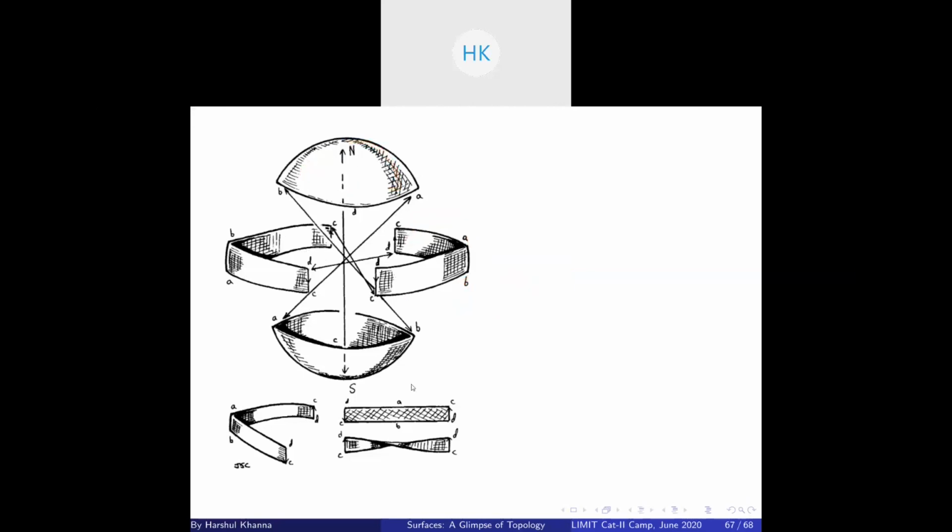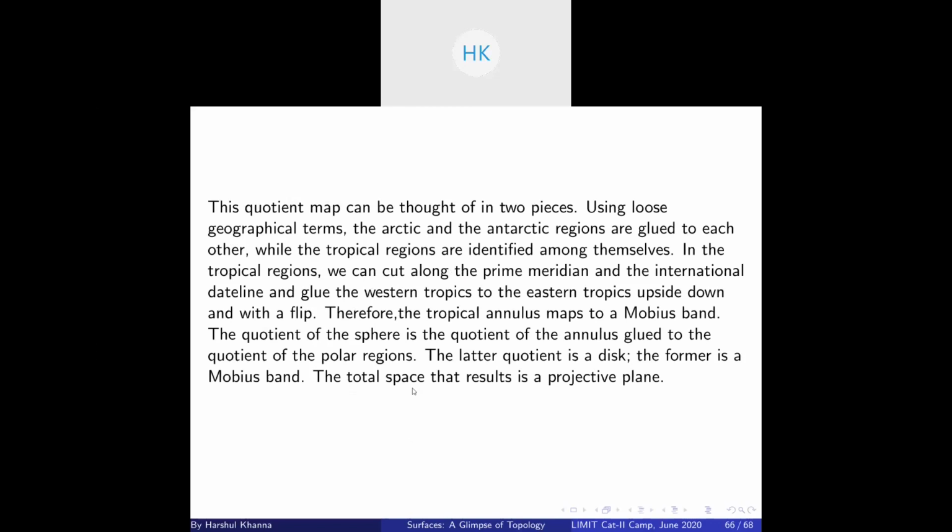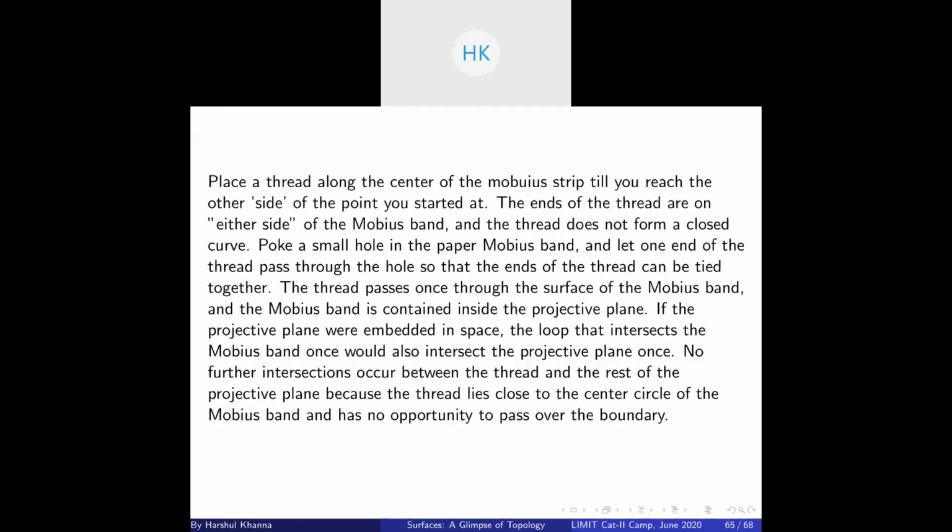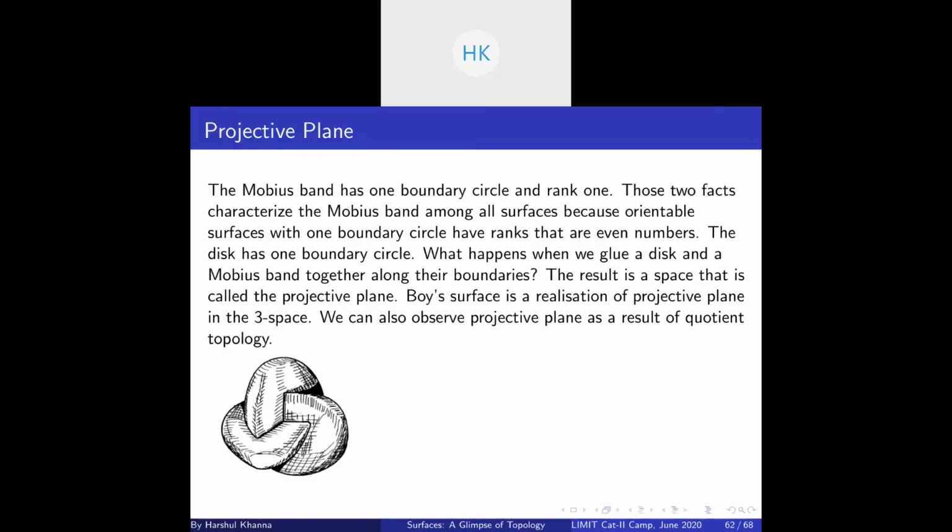So the total space that results is a projective plane, which is a Mobius strip attached with the disc. Now, when you attach the Mobius strip with the disc, you get this surface if you allow self intersections to be possible. Now I'll show you the surface in a moment.